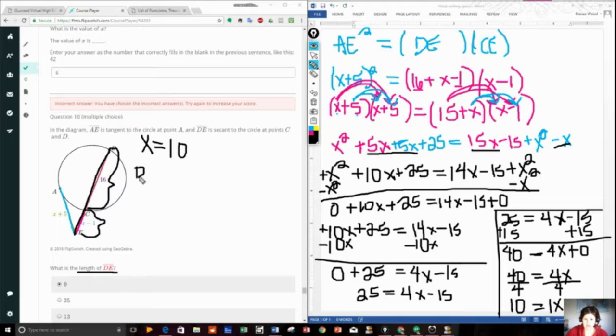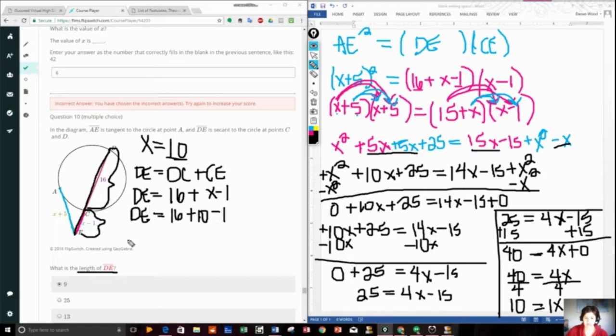So DE is going to equal our total distance from D to C plus the distance of CE. So DE is going to equal, well, D to C was 16 plus CE is x minus 1, and we now know that x is 10, so I'm going to substitute 10 in as well. So we know that it's 16 plus 10 minus 1. So 16 plus 10 is 26, minus 1 is 25. So DE is equal to 25.